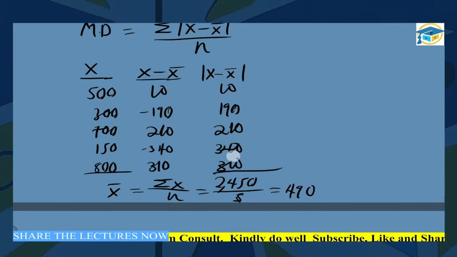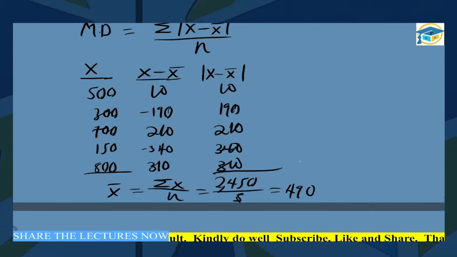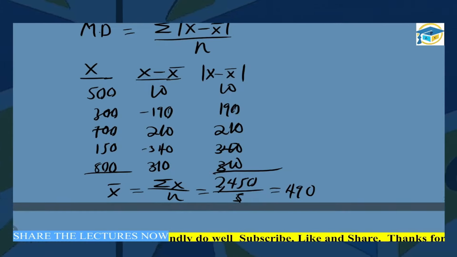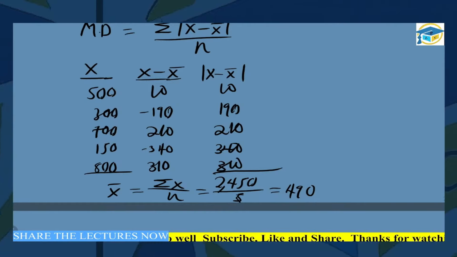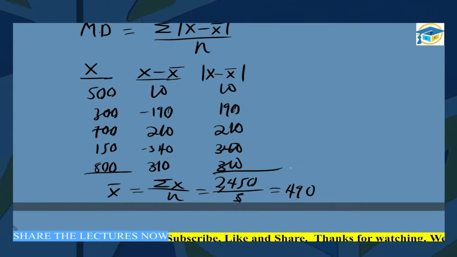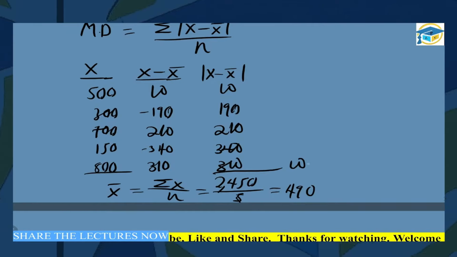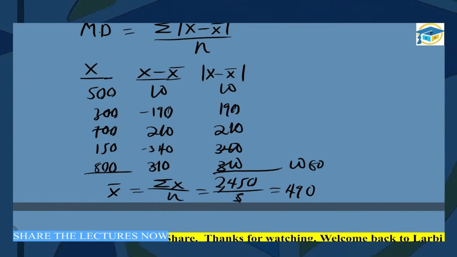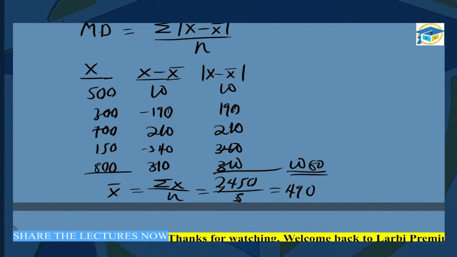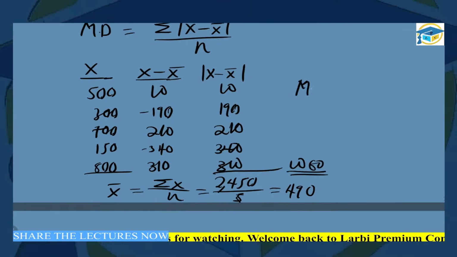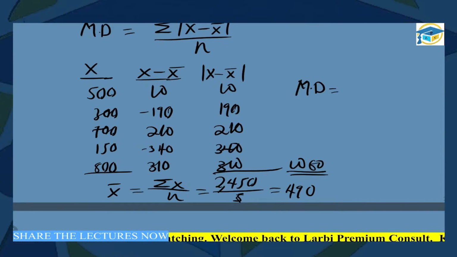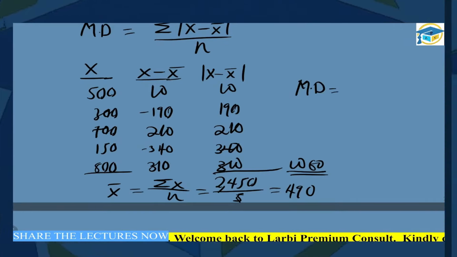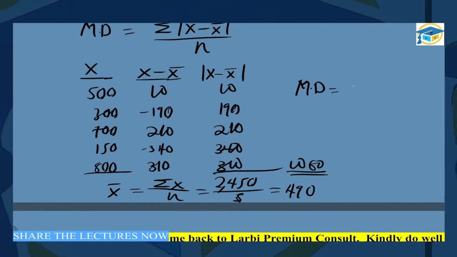Once you are done, you find the summation of the absolute values of the deviation. When you do that, you're supposed to get 1060. That is the sum. You're supposed to get 1060 as a summation. Okay. So therefore, we say that our mean deviation for the profit from the year 2010 to 2014 for a particular company should be equal to what?